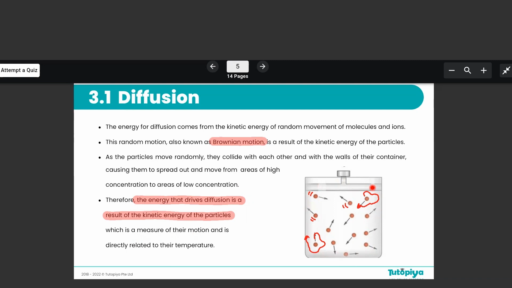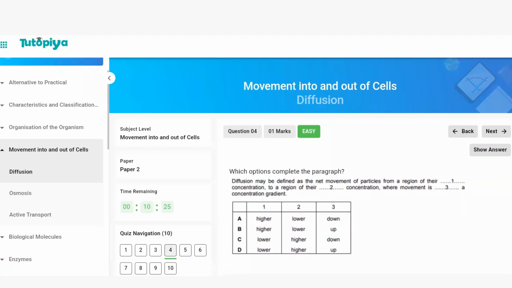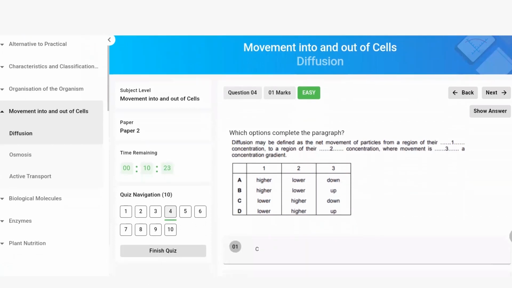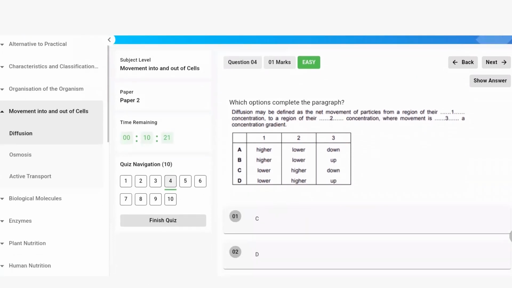So now that we've understood that, let's try out a few questions from the question bank. All right, so here's our first question. And this is an easy question. This is regarding the definition of diffusion that we've learned about. So which options complete the paragraph? You need to fill in the blanks in this paragraph.